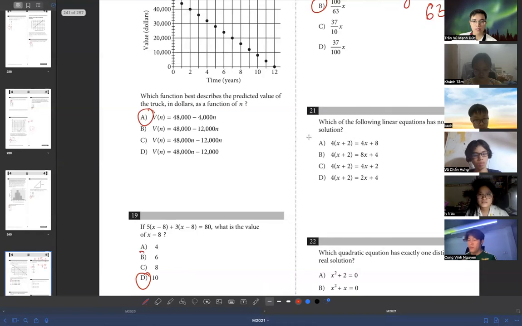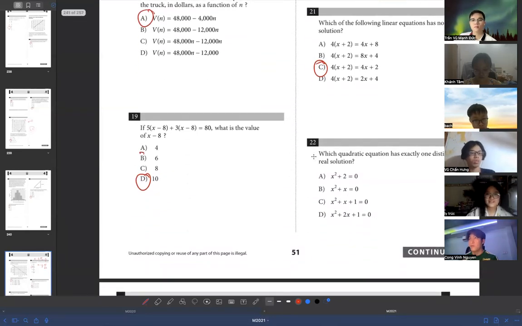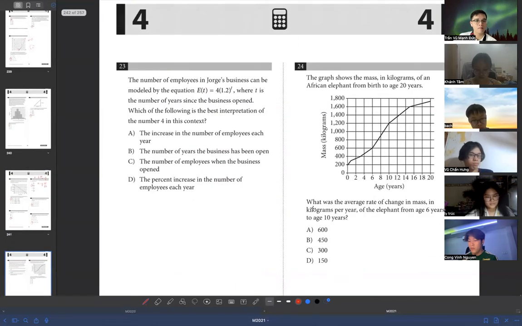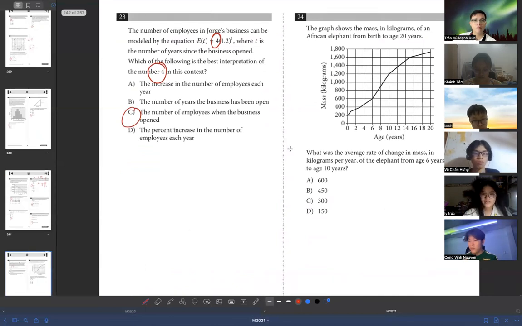21C. 21C. 22. 22D. D, very simple. 23. 23C. C, the number of employees when the business opened. Yes, this is the initial value. Okay, 24. 24B.